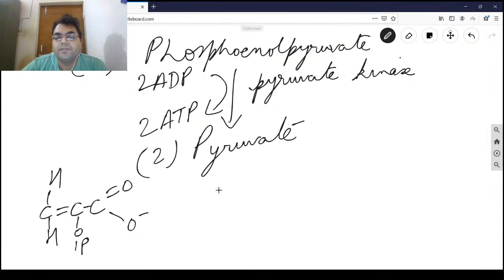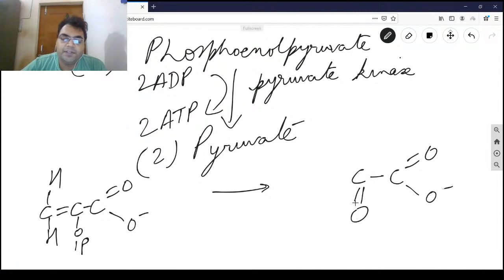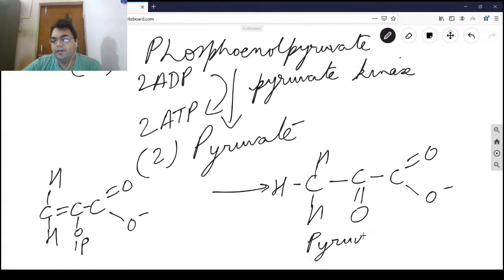So what will happen is I can put a double bond here. This phosphate is gone to attach to the ATP. And then I can put CH3. So this will be my pyruvic acid or pyruvate. In biochemistry, acids are known by the name -ate. Ate or -ic acid is the same. Pyruvic acid, pyruvate, lactate or lactic acid, aspartate or aspartic acid, glutamate or glutamic acid.